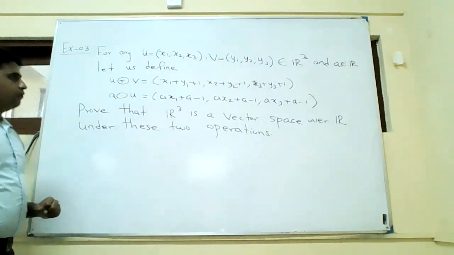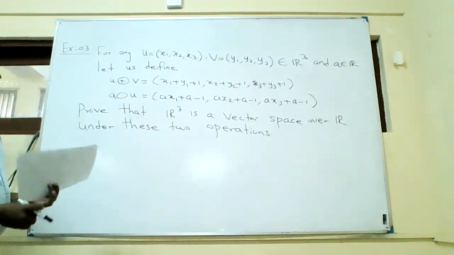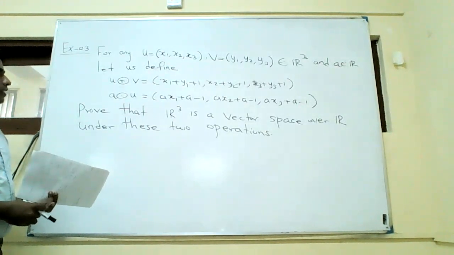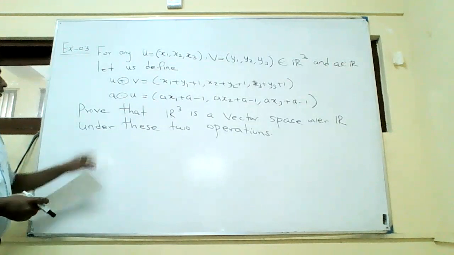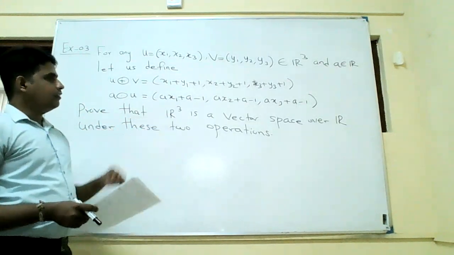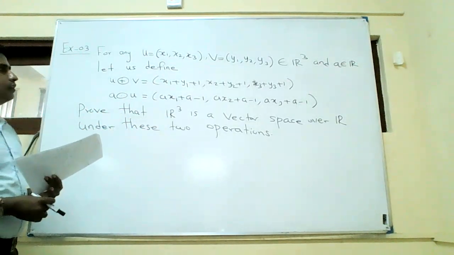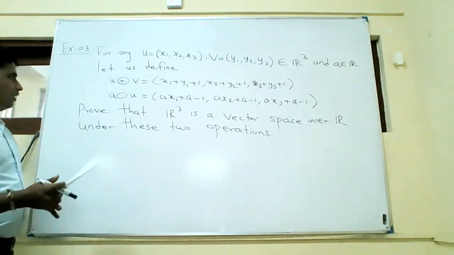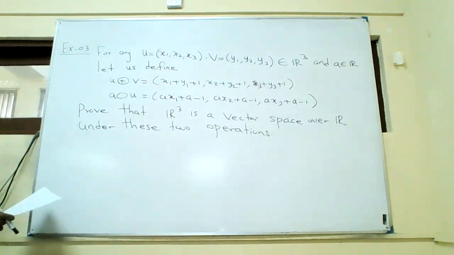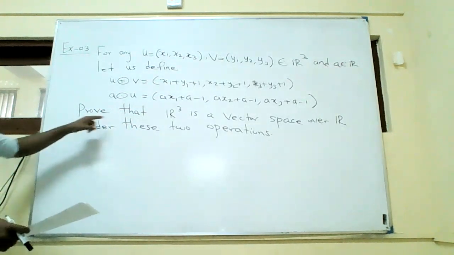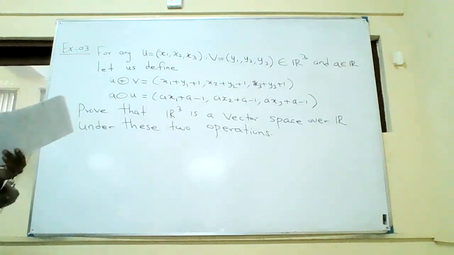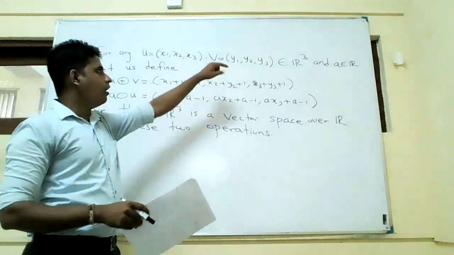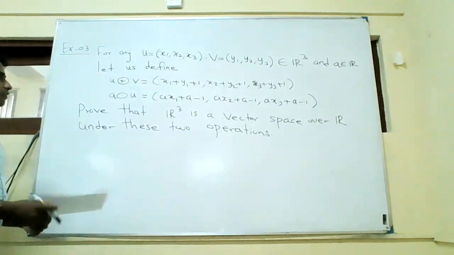Okay. For this question, we want to check 10 axioms. If the 10 axioms are satisfied, then we can say that this R cube is a vector space over the real numbers. Let me check the 10 axioms. Then we can easily show that this is a vector space. These two vectors are in R cube.